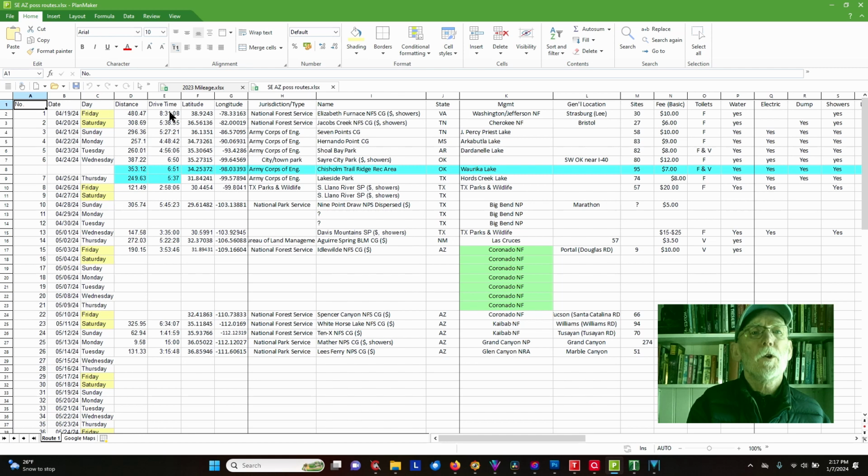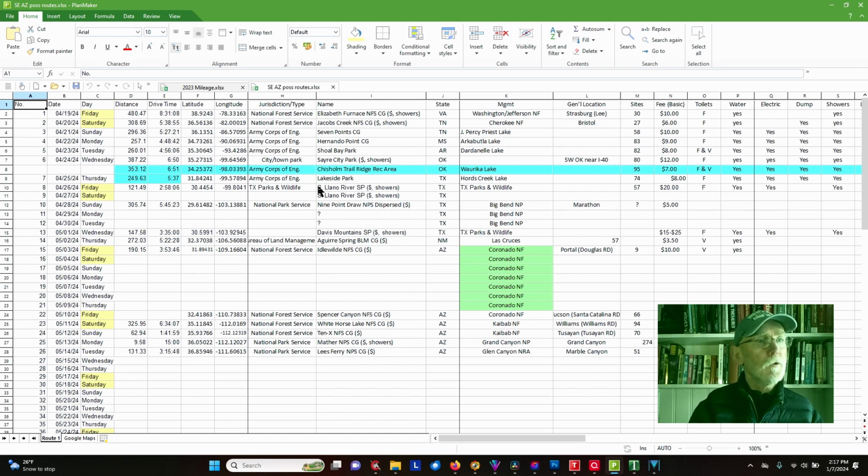So the data in these columns is first latitude, then longitude, then the jurisdiction or type. So here I've got National Forest Service, Corps of Engineers, city or town park, Texas Parks and Wildlife, National Park Service, Bureau of Land Management. So those would be under jurisdiction or type, and that's useful to us because, being of a certain age, we have the senior pass, and even if we didn't, we would probably have invested in the America the Beautiful pass.